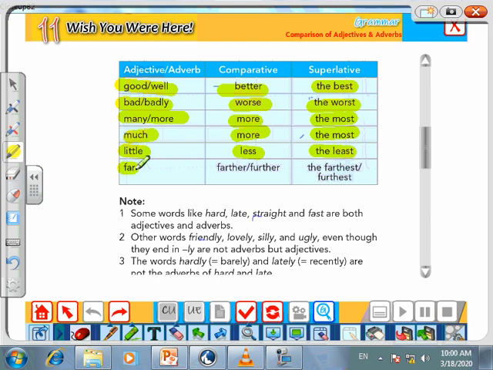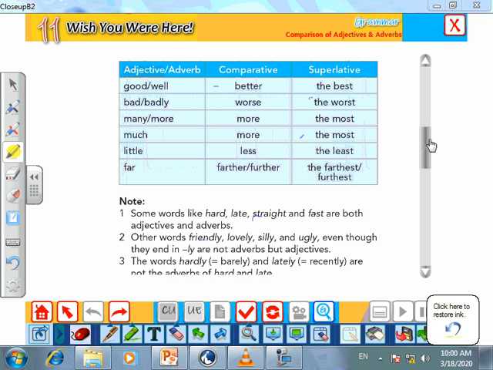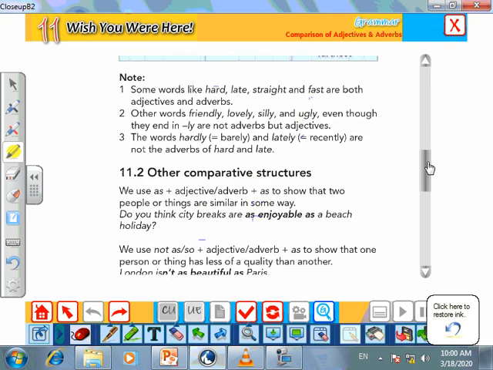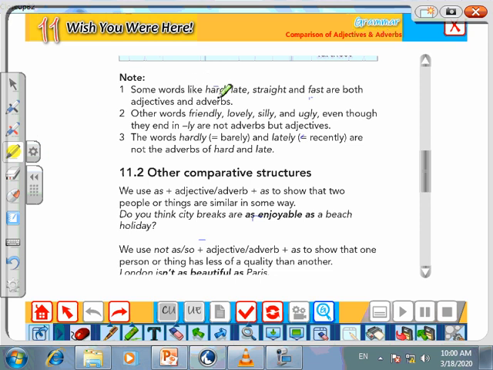What about far? It becomes farther or further than, or the farthest or the furthest. Okay? So I want you to understand these points. They are very important, which are that we have some notes here. These notes are very, very important.